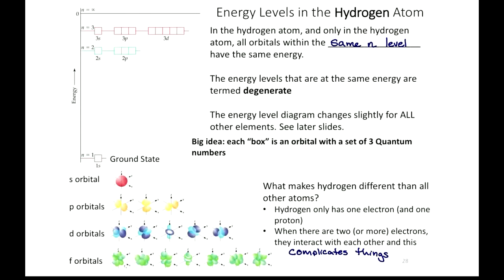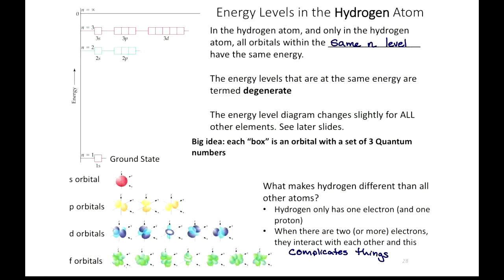This is only specific for hydrogen. We'll see that it changes a little bit for other atoms. All right, so the big idea here: each of these boxes in this energy level diagram is represented by these orbital shapes that you may recognize. How we can identify the size, shape, and orientation is where our quantum numbers come into play.